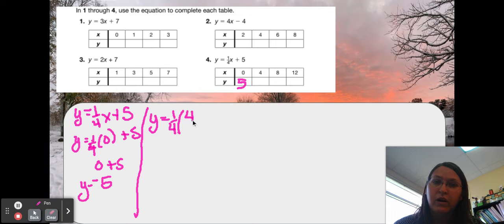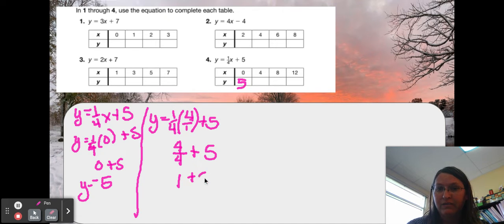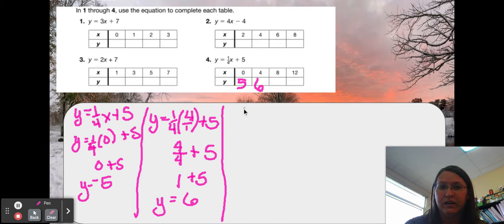So I'm going to put 4 over 1 plus 5. So 1 times 4 is 4, 4 times 1 is 4, plus 5. Now I've got to turn this fraction into a whole number. 4 divided by 4 would give me 1 plus 5. 1 plus 5 is 6. So y equals 6. Now let's do another one.